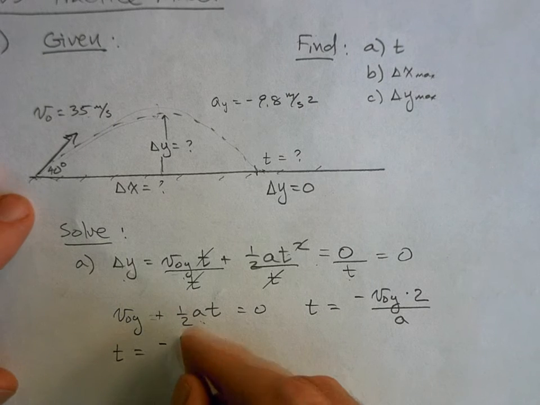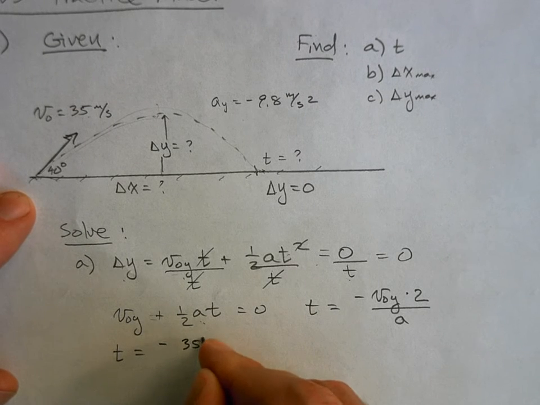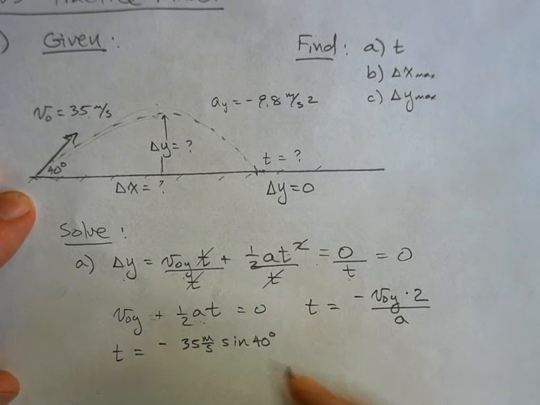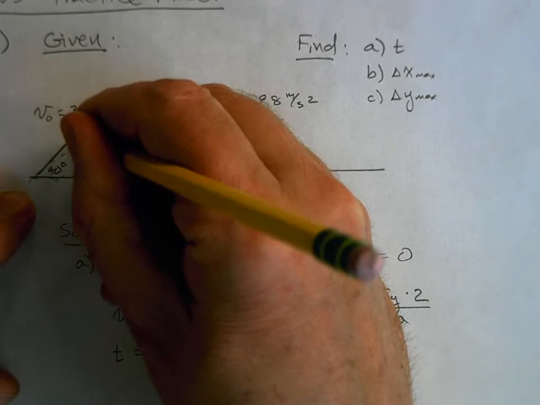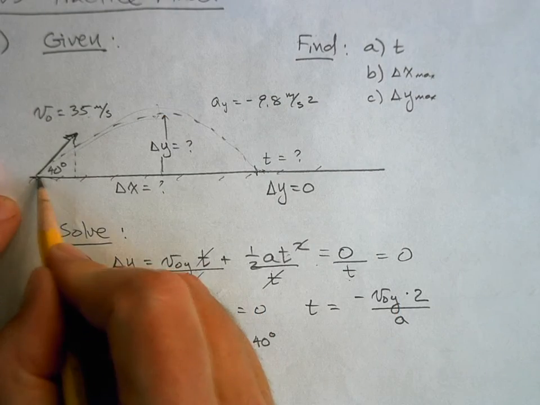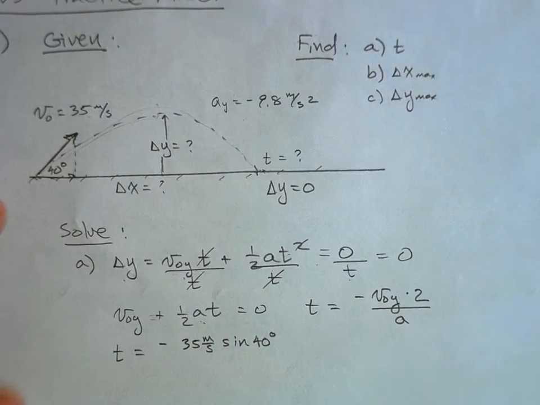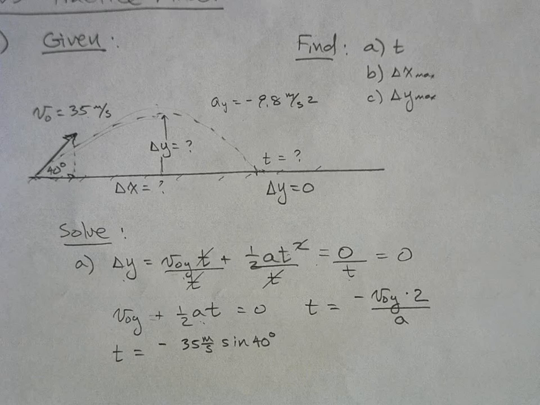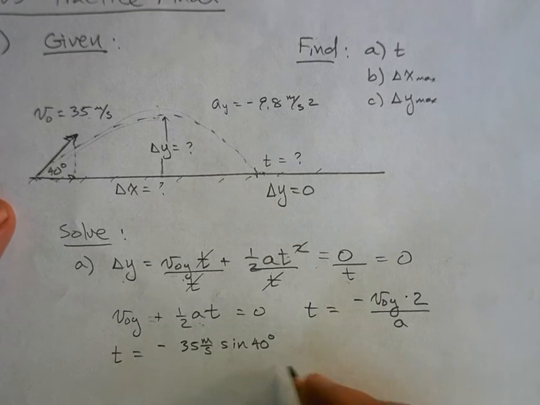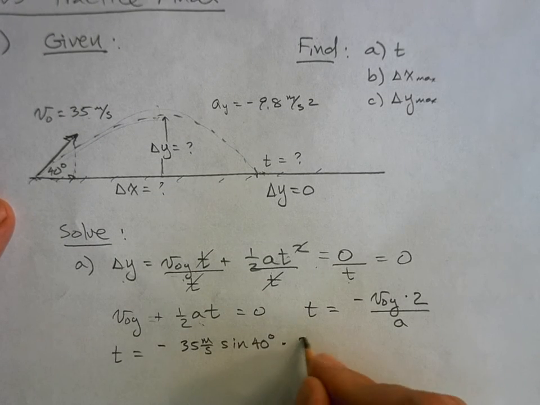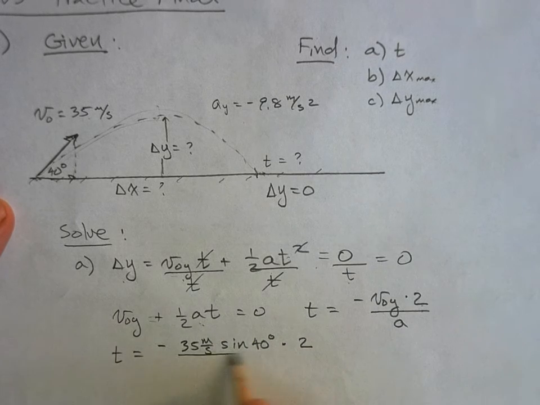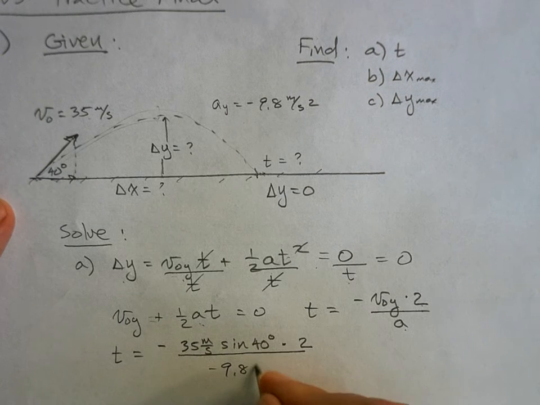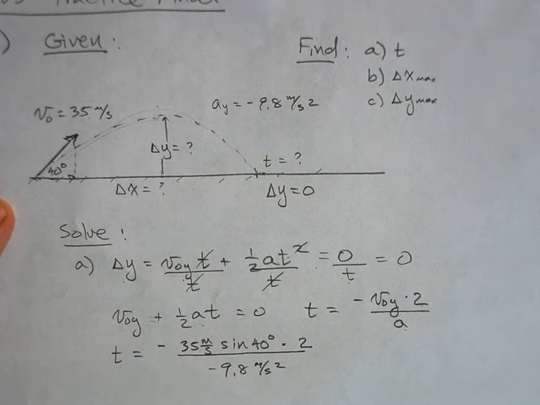Then I can plug in my values. Well, v naught y, what is that? That's 35 meters per second times the sine of 40 degrees. That's this. So here's v naught. It has an x component and a y component. Very important that you break that initial velocity into its x and y components. Then you have to multiply that times 2, and then you have to divide it by the acceleration in the y direction, which is negative 9.8 meters per second squared.